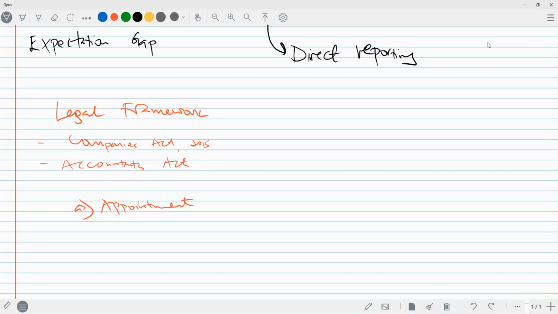The first person is the company shareholder. Let me say the CS, the company secretary. Then we have the directors of the company, and you have the shareholders of the company. So those are the 3 persons who can be involved in the appointment of the auditor: the CS, the director, and the shareholder.